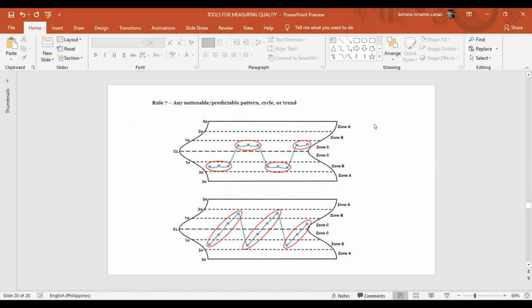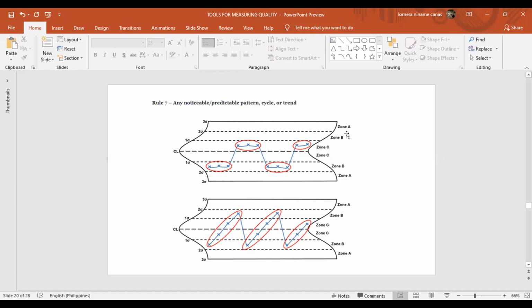And the last rule that I have is any noticeable, predictable pattern, cycle, or trend. In this illustration, there are 3 consecutive points in the same zone. After 3 consecutive points in the same zone happen, it makes the process out of control. Okay.